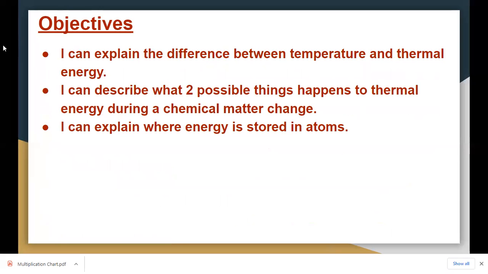I can explain the difference between temperature and thermal energy. I can describe what 2 possible things happen to thermal energy during a chemical matter change. And I can explain where energy is stored in atoms. So these are the things you should be listening for during the video.